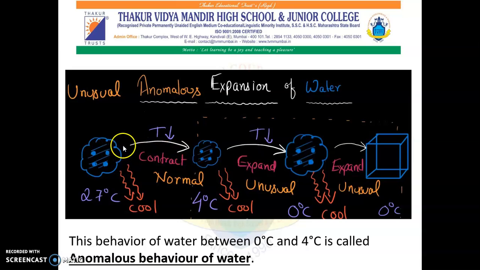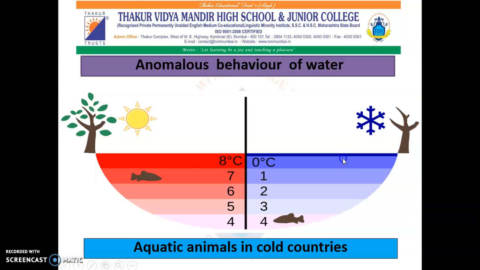Also, when we cool down the water from 27 degrees to 4 degrees Celsius, it was contracting and suddenly it starts expanding. So at 4 degrees Celsius, the volume of the water is minimum due to contraction, because after this it starts expanding. So its volume is minimum at 4 degrees Celsius. The anomalous expansion of water helps preserve the aquatic life during the very cold weather.